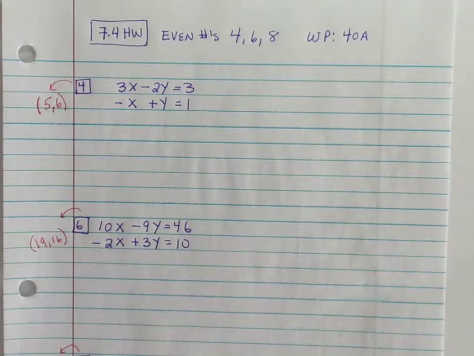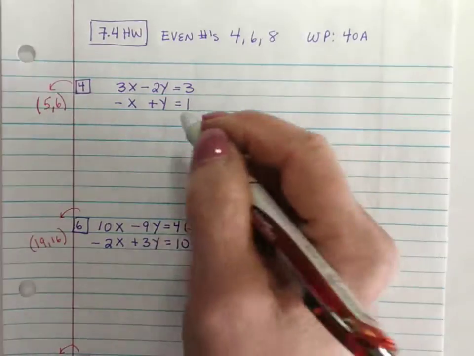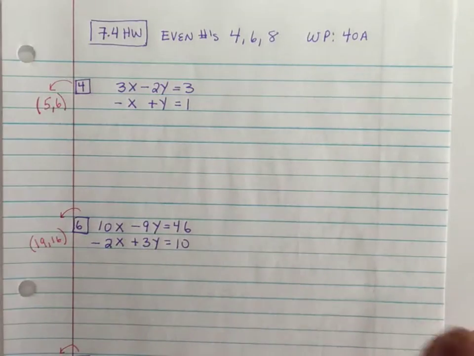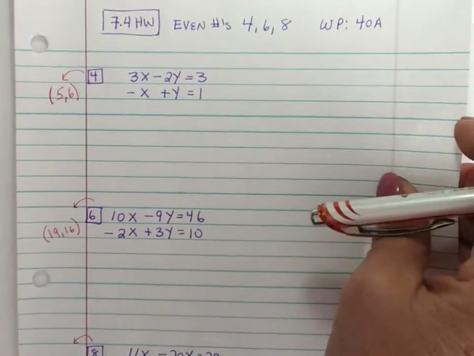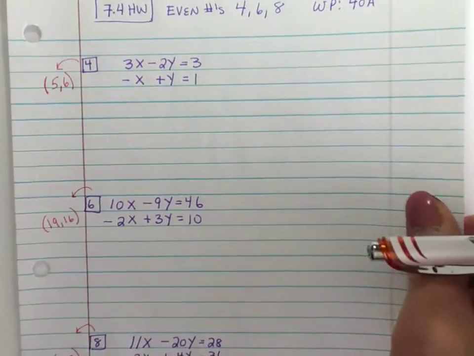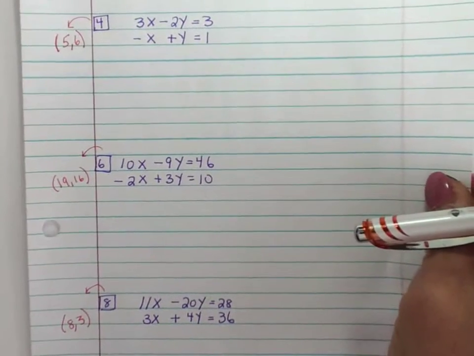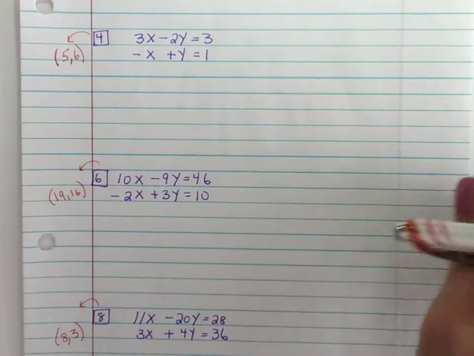Hello, this is Mrs. Groves, and I'm going to go over the homework from the book, section 7.4, which is the elimination method, and specifically the multiplication elimination method. You had 3 even problems to do: 4, 6, and 8, and a word problem that was even. So I'm going to go over those briefly.